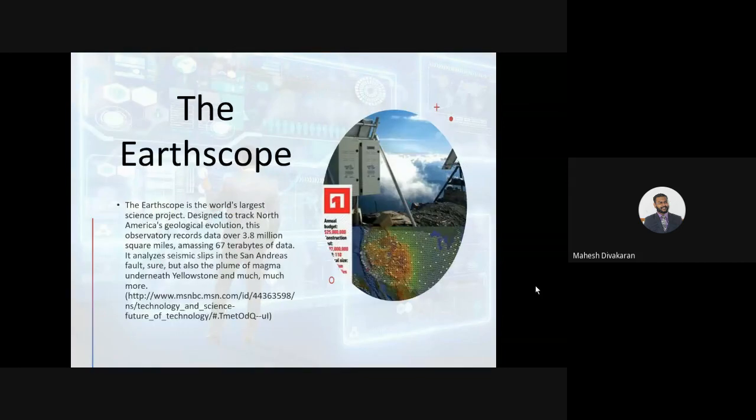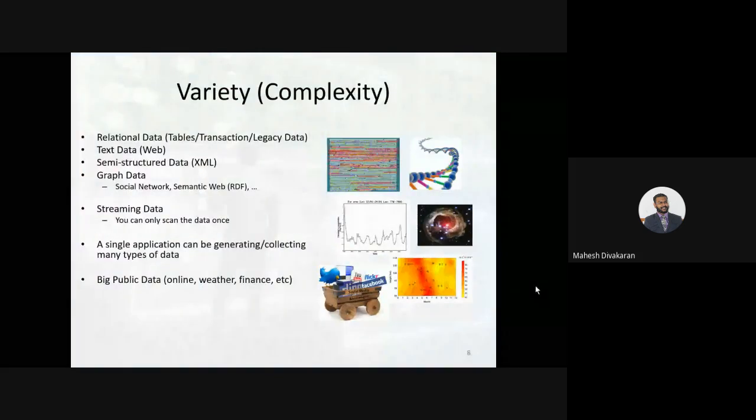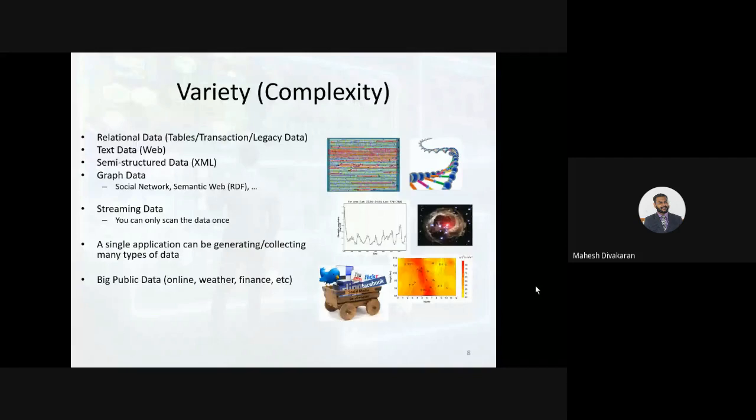Then if we come to the Earthscope, which is the world's largest science project, they are also generating 67 terabytes of data. So everywhere, all the science projects and all the technology related things are generating a high amount of data. Then variety, we can call it complexity.